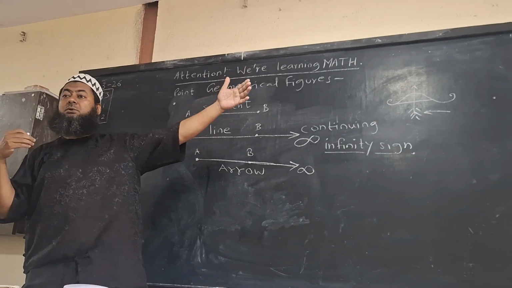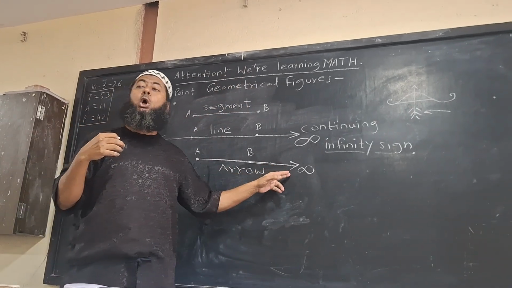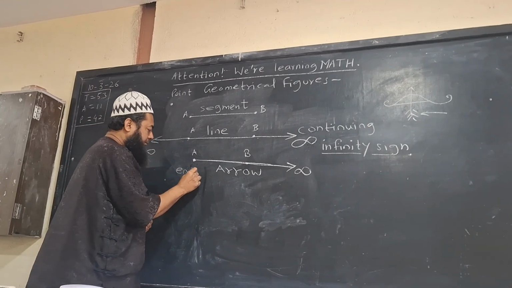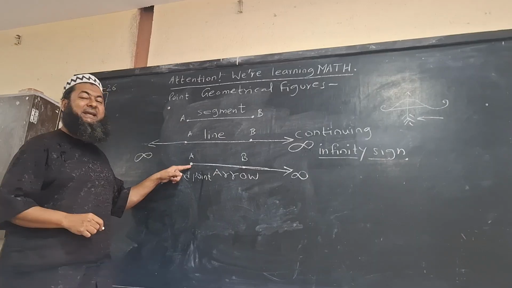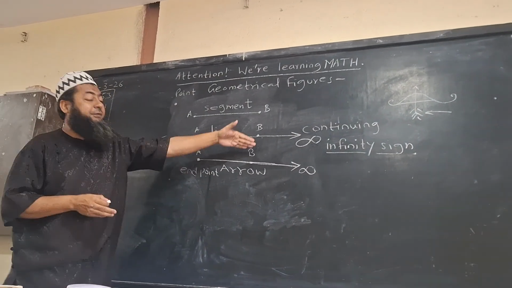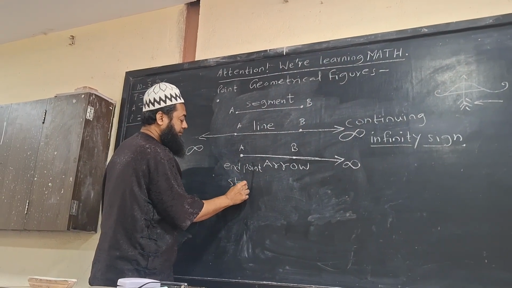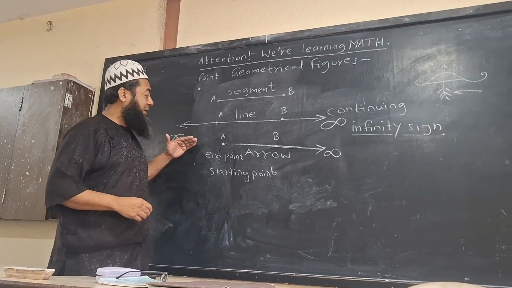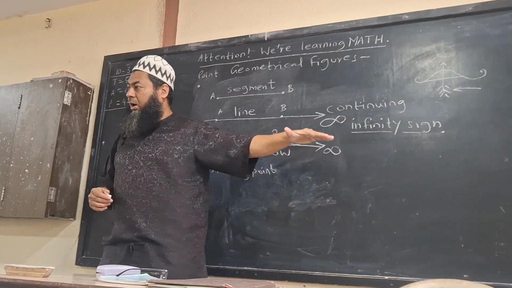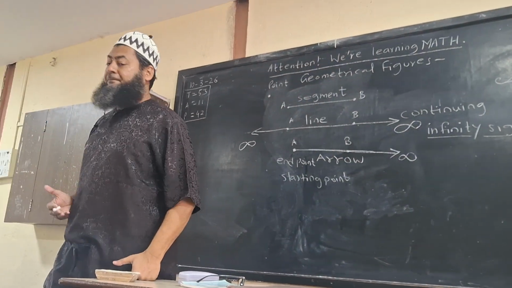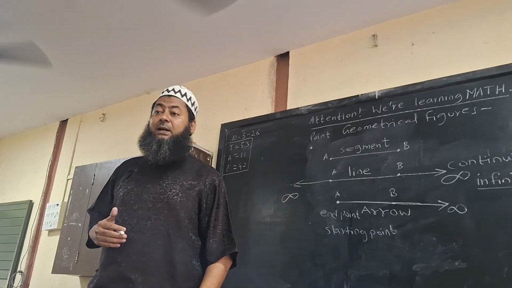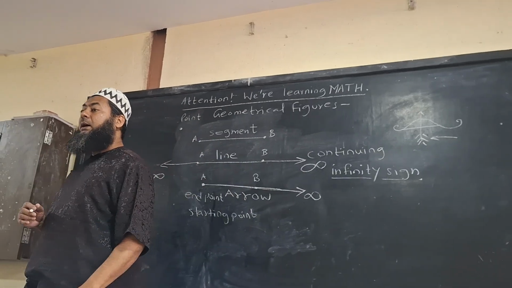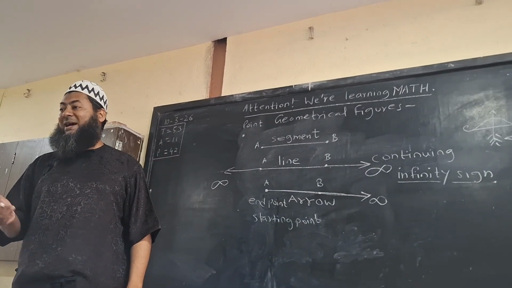One direction it goes on going, a starting point, no ending point. This is an end point, because it's ending here. At the same time, it is beginning from here. You can say starting point. So it has an end point, or you can say beginning, starting point, and it is just going on and on, infinitely. It is not stopping. This is called an arrow.